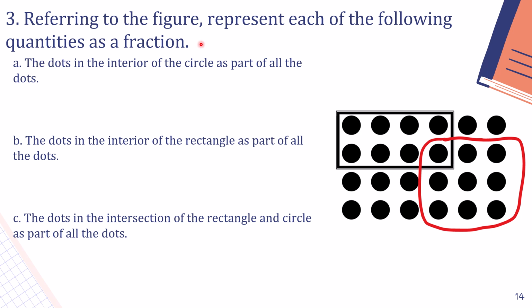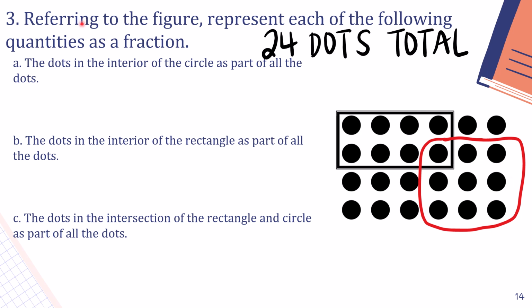Alright, so we're supposed to write each of the following quantities as fractions. We're supposed to represent the dots in the interior of the circle as part of all the dots. We said there were 9 dots in the interior of the circle, and there were 24 dots total. So that'd be 9/24. Don't worry about simplifying here. And then part B says the dots that are in the interior of the rectangle as part of all of the dots. We counted up the dots that were inside the rectangle. We said there were 8 dots, so that's 8/24.